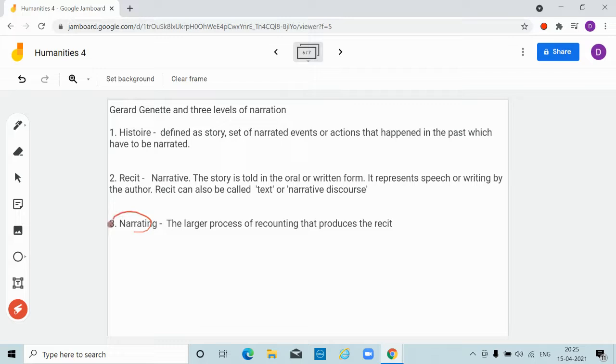The third level is narrating, and narrating is the larger process of recounting that produces the récit. So this process of recounting or telling that creates the récit is called the narrating. Okay, so these are the three levels of narration according to the French critic Gérard Genette. First one, histoire. Second one, récit. Third one, narrating.